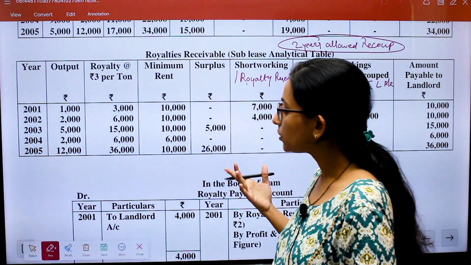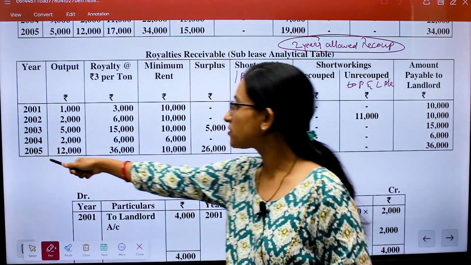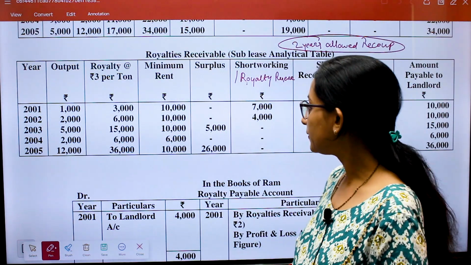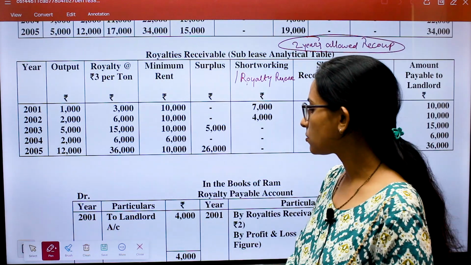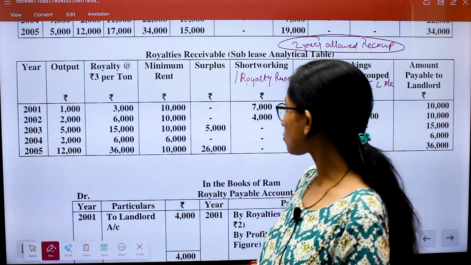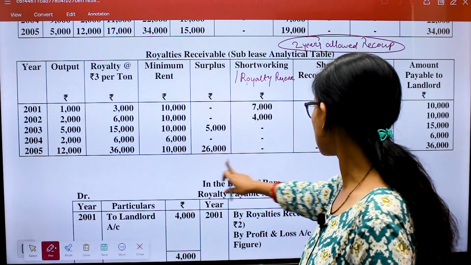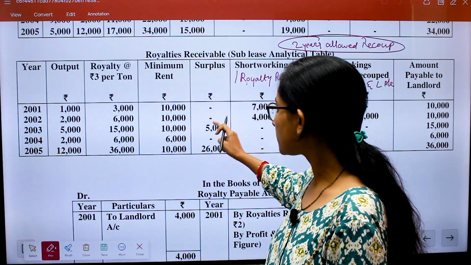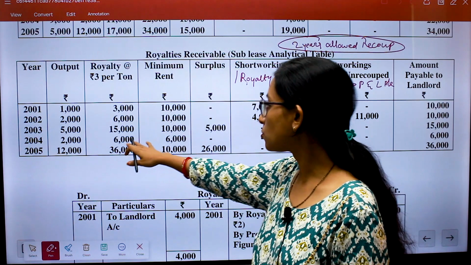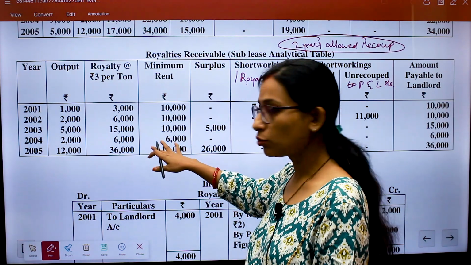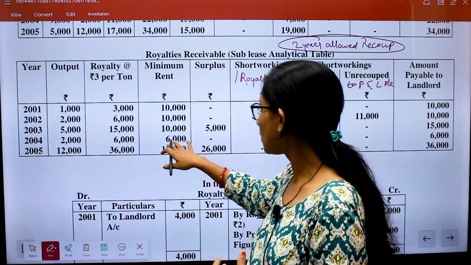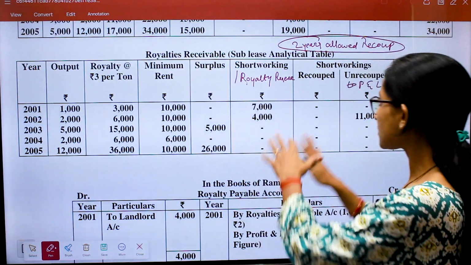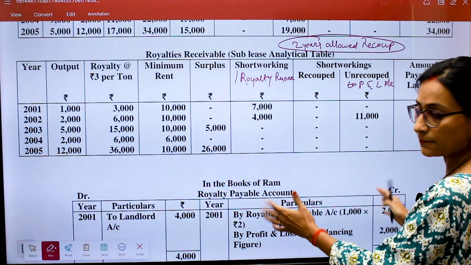And in the fifth year, 2005, the royalty earned is 36,000 and the minimum rent is 10,000. So there is a surplus of rupees 26,000. Okay. So in 2 years there is a surplus, in 1 year there is no excess amount and no short working because both are the same, and in the first 2 years there was a short working. So this is the analytical table of the sublessee.